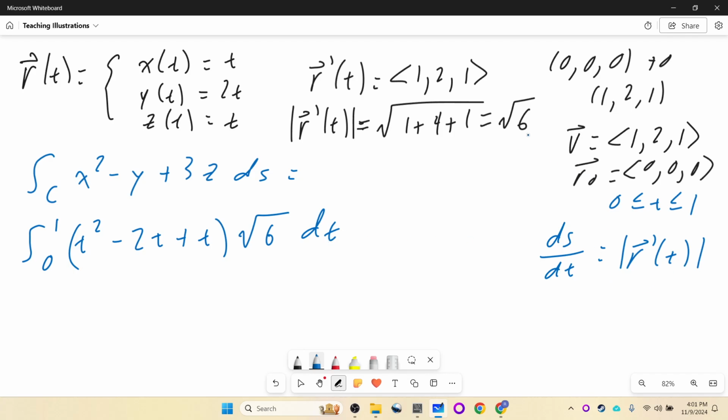The basic idea here is that root 6 is the speed, and so we have to take that into account. Or maybe it's 1 over root 6 is the speed because we're multiplying, and so it cancels it out. I'm not entirely sure about that argument, but the point is ds over dt is the same as the absolute value of r prime of t, so we multiply it through, basically to convert from adding up speed to adding up distance.